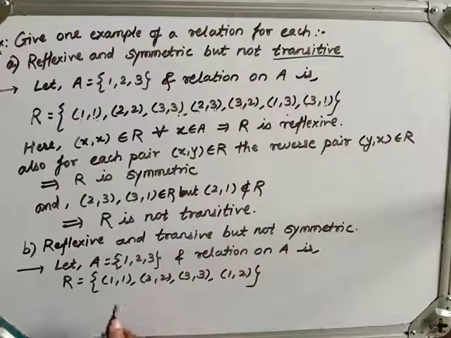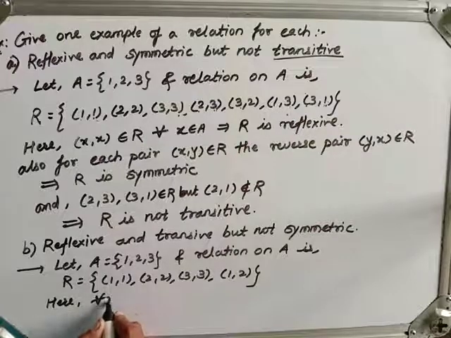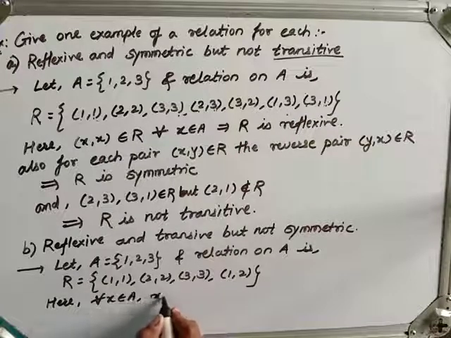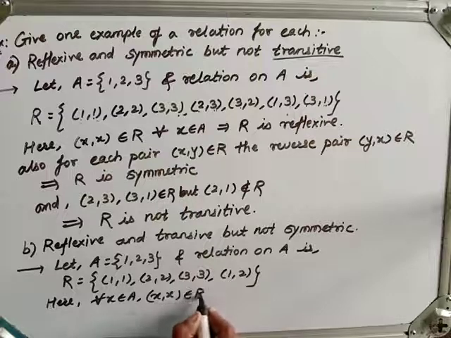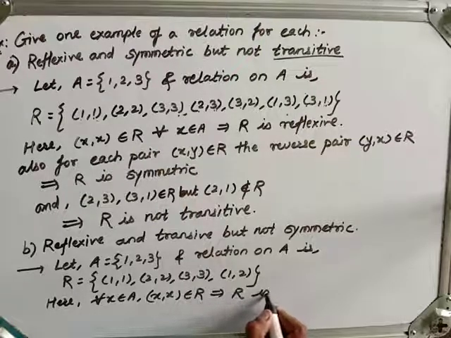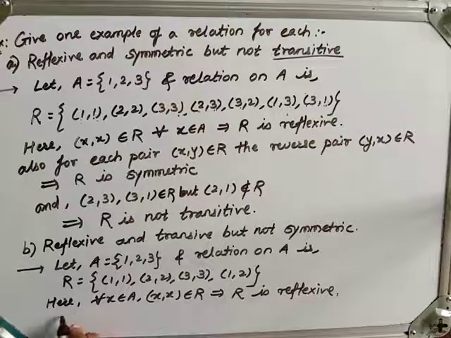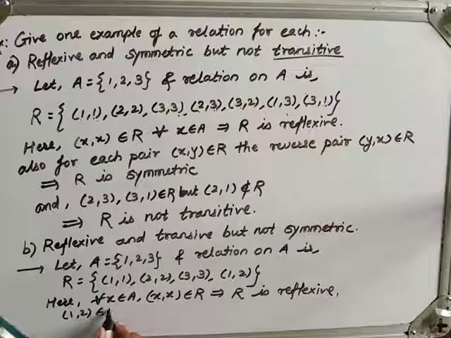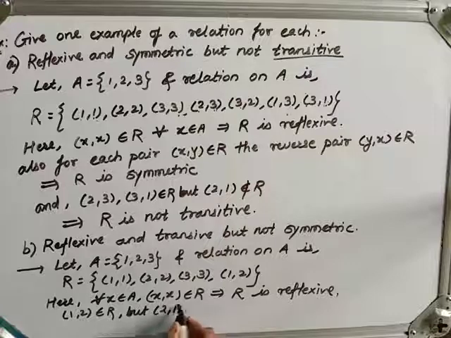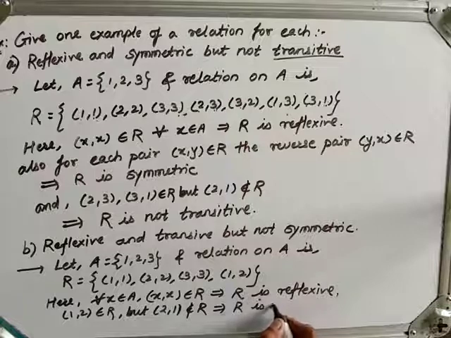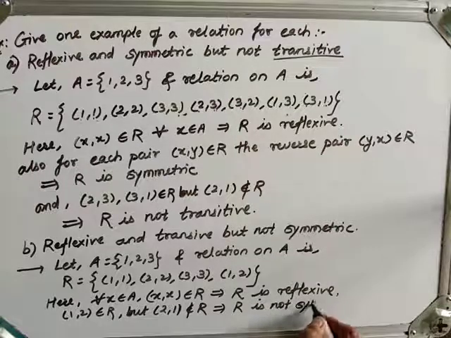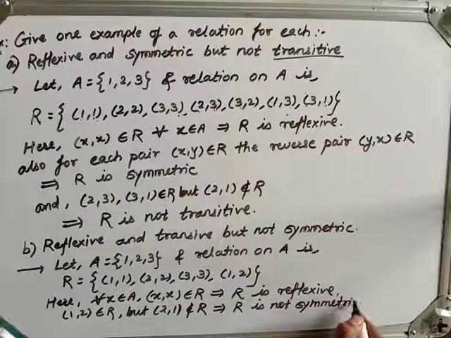Now here clearly for all x belongs to A, (x, x) belongs to R. So that implies R is reflexive. Now here (1, 2) belongs to R but (2, 1) doesn't belong to R. So this implies R is not symmetric. Now let us see about transitivity.